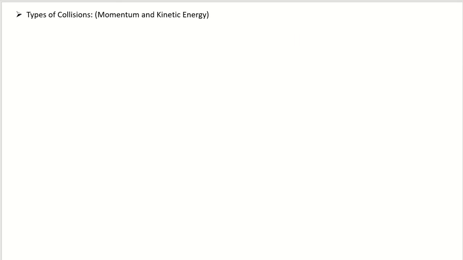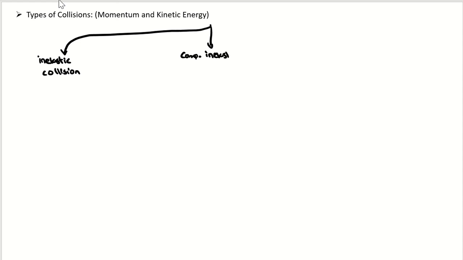So let's talk about the types of collision. There are 3 types. The first one is called the inelastic collision. The second one is called the completely inelastic collision. And the third one is called the elastic collision.